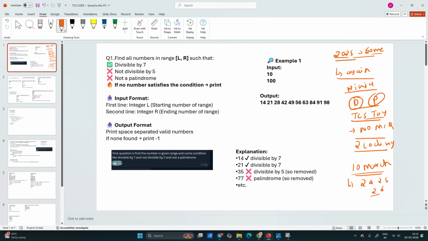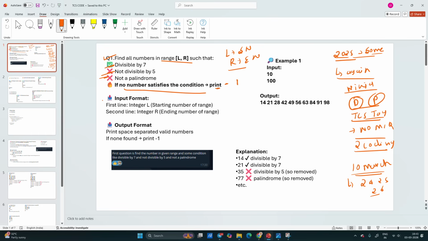So let's discuss our first question. Basically, the first question is to find all numbers in a range L to R, where L is the starting number and R is the ending number. You must check all the numbers between L and R and print only those numbers that are divisible by 7, not divisible by 5, and not a palindrome. If no number satisfies these conditions, you have to print -1.